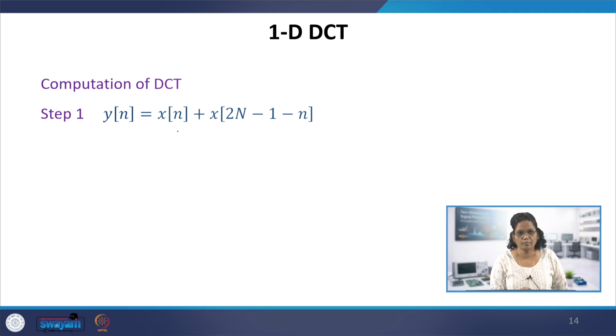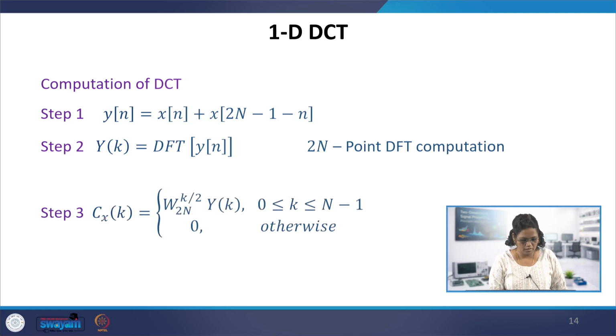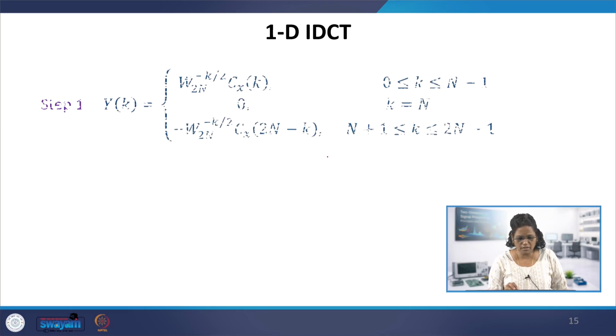So Wk would take these values, and to summarize this 1D DCT, step 1 is to get y of n from given x of n, and then step 2 is to get the DFT of this y of n, that is 2n point, and then getting the DCT coefficient as collecting the y of k as W 2n k by 2, that is multiplying this coefficient would result in the DCT coefficient, and it is 0 otherwise. This would be only n point.